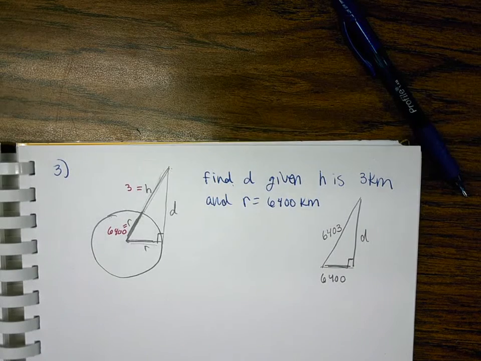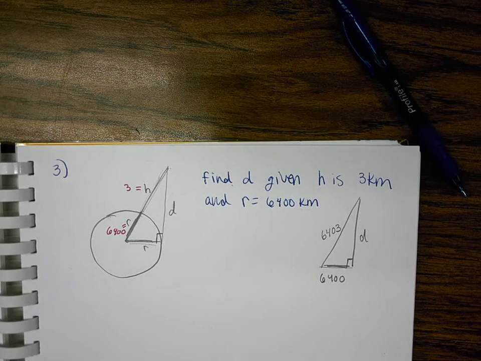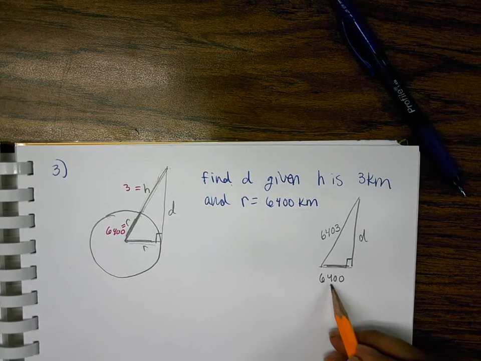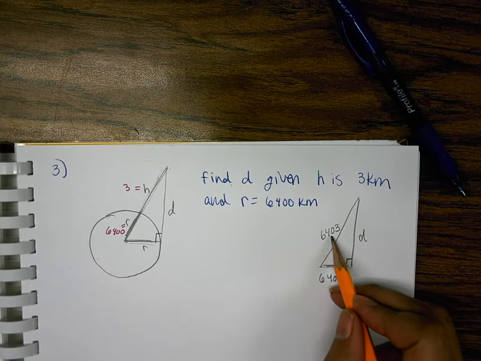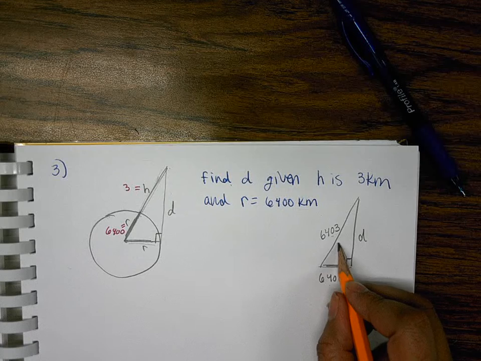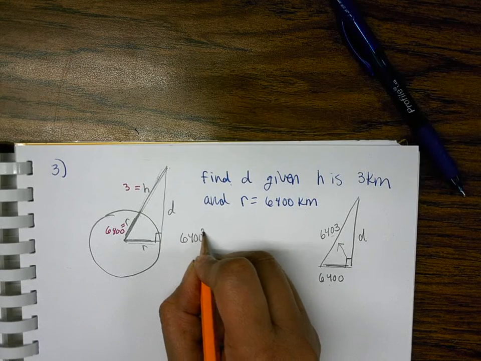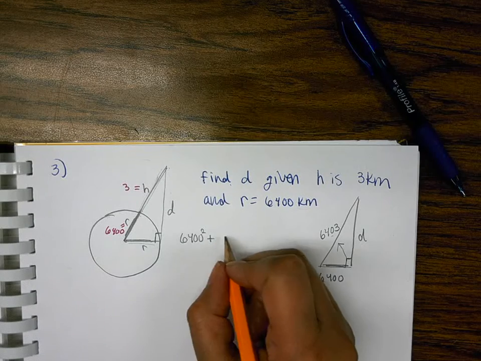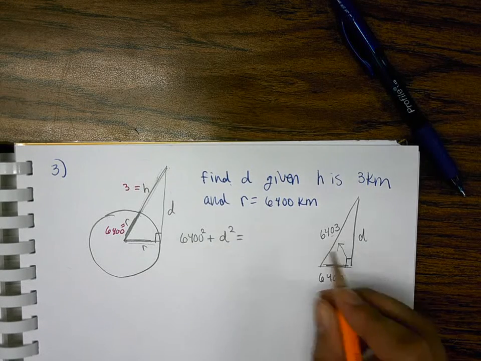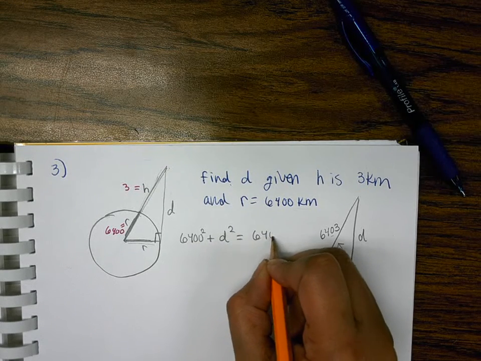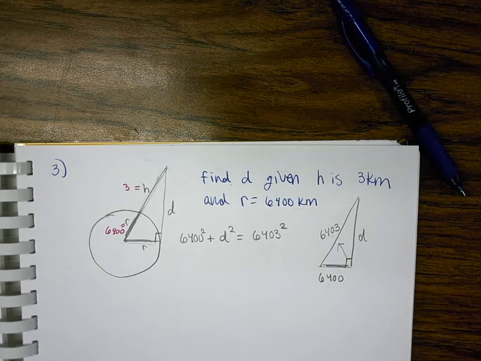6,403. And D is what we're looking for. A squared plus B squared equals C squared, where C is the hypotenuse, opposite the 90. A squared, 6,400 squared, plus B squared, which is labeled D in this case, equals 6,403 squared.